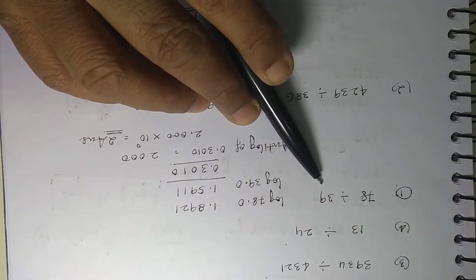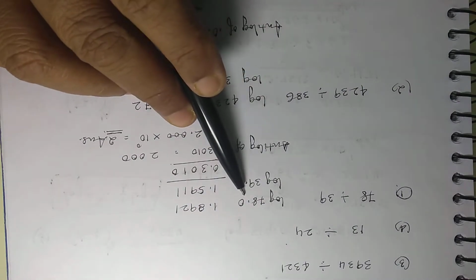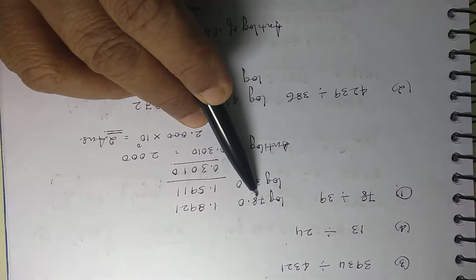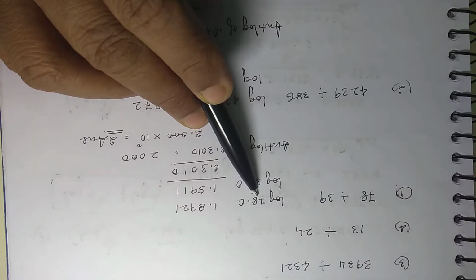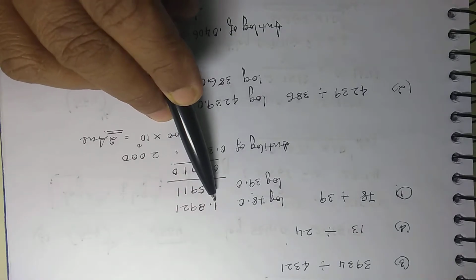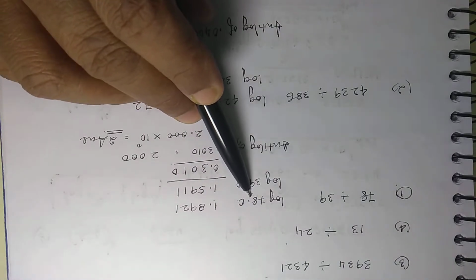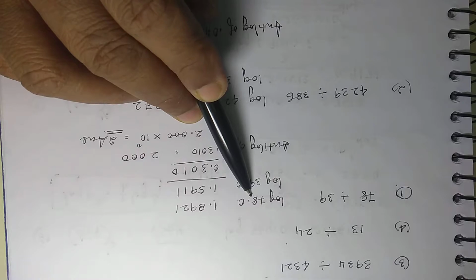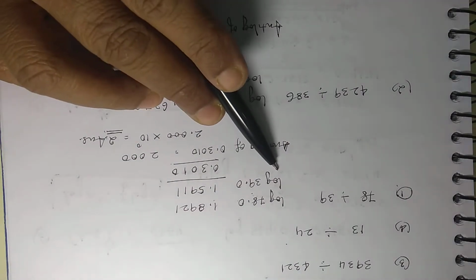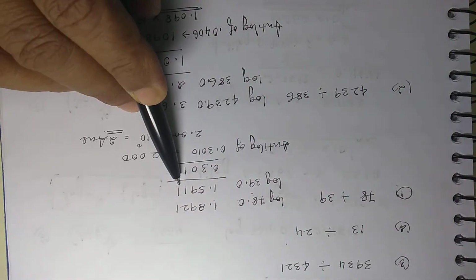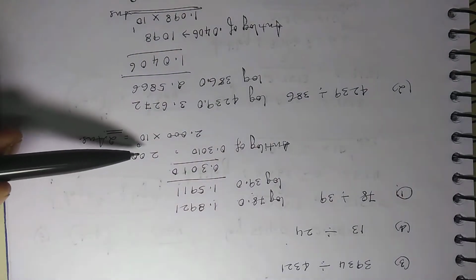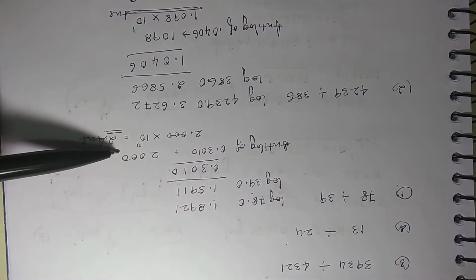78 divided by 39. If it is log 78, 78 can be written as 78.0. Before the decimal you have two digits. So I told you if there are two digits, then 2 minus 1 is 1. First you put that and then see the log table for 78. You will get 8921. And same way log 39 is 1.5911. You subtract the two, find out the anti-log for this, and it comes out to be 2000.